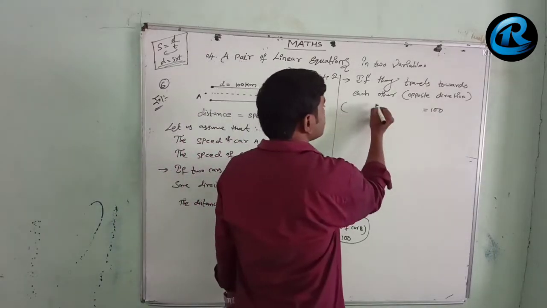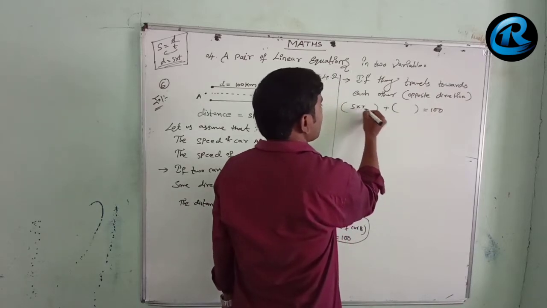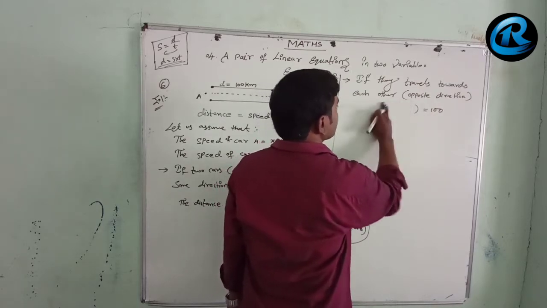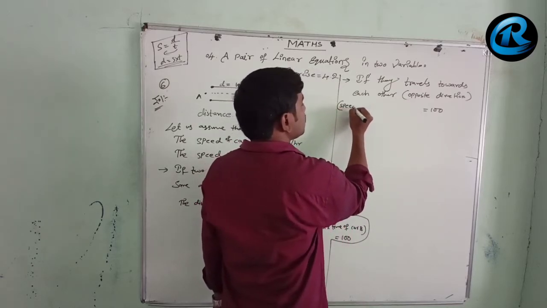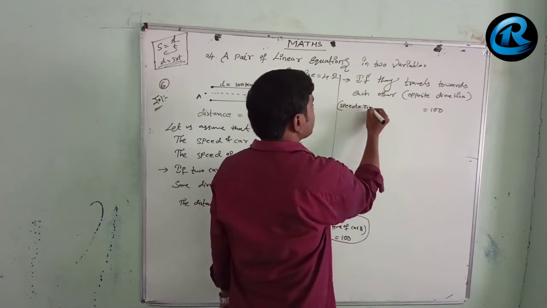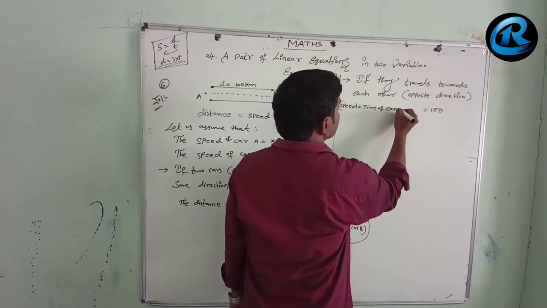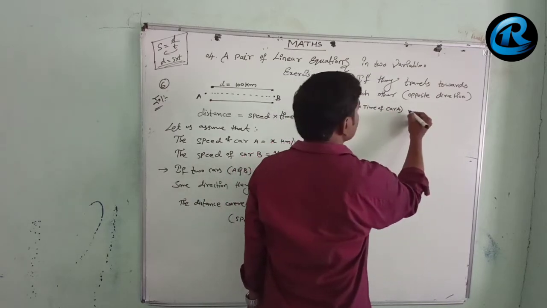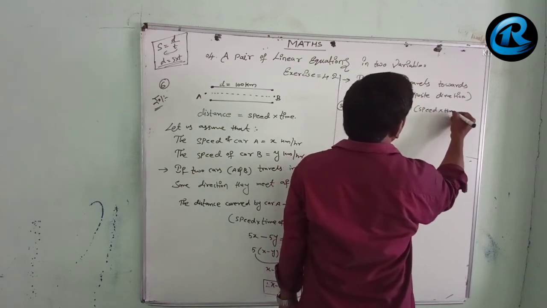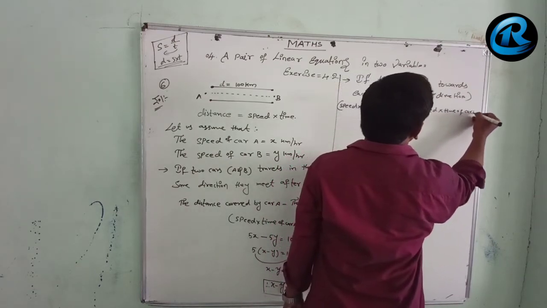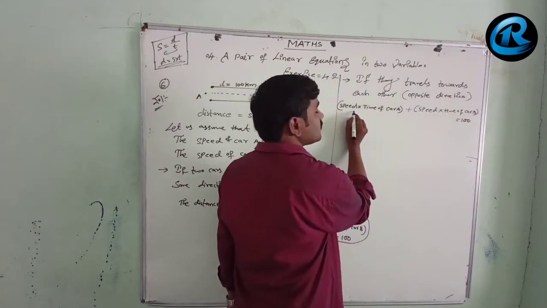So here we have to write speed into time plus speed into time. Speed into time of car A, directly I will write here, speed into time of car A plus speed into time of car B is equal to 100. So speed is what?